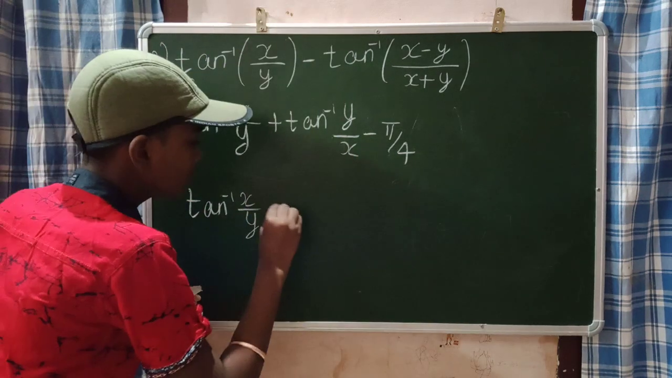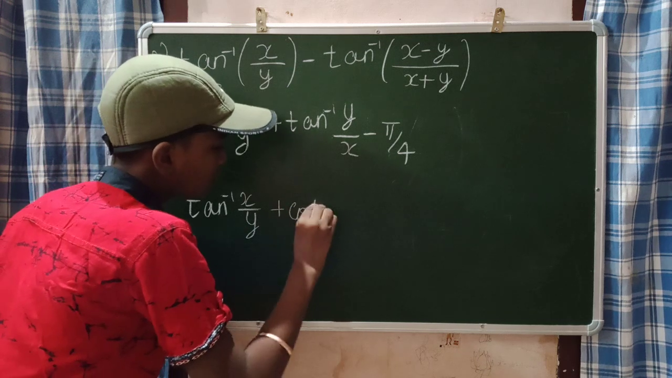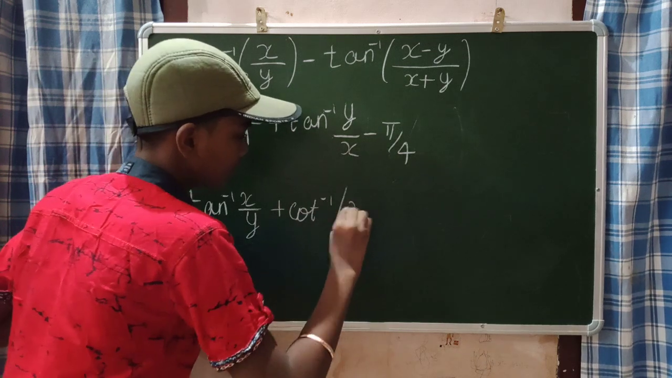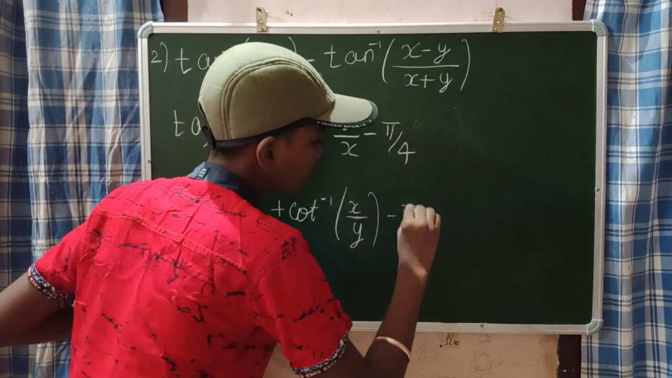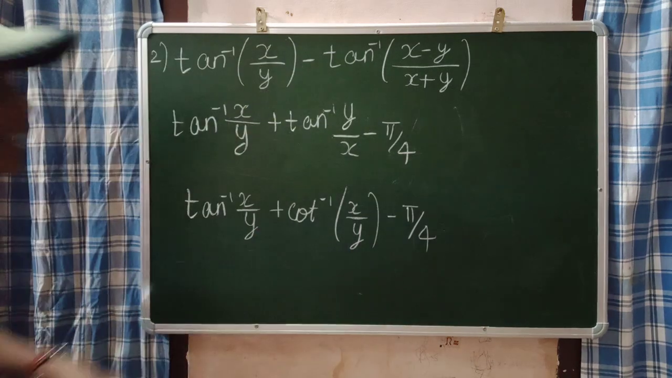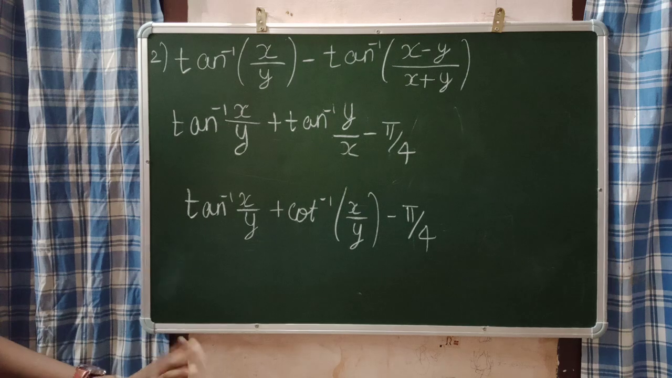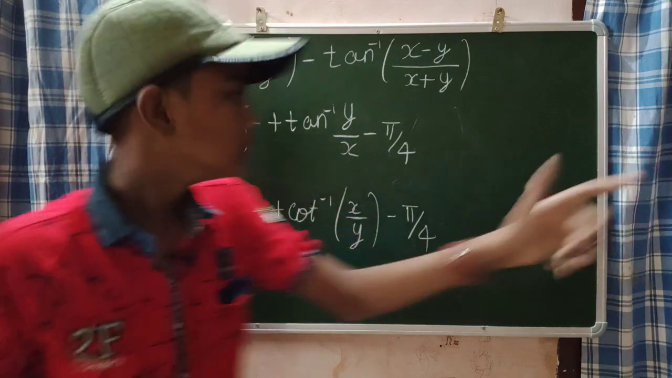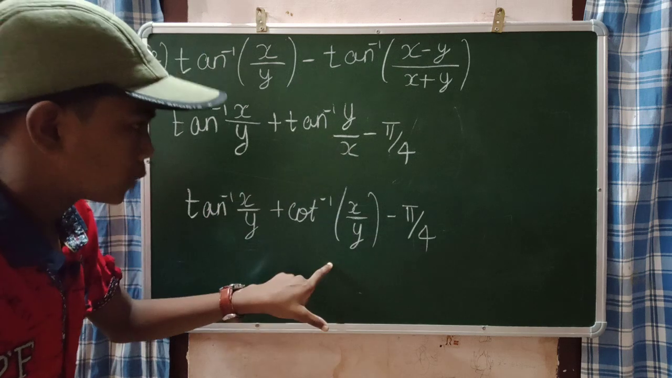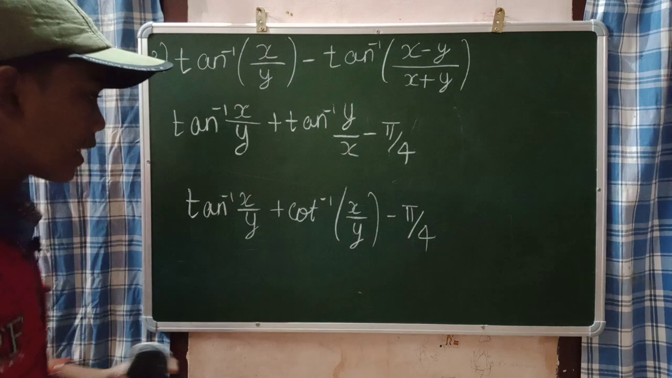When I convert, what you will get is plus cot inverse of x by y. Correct, guys? This is what you will get. Then minus of pi by 4. How do you get cot inverse of x by y? Because tan theta and cot theta have a reciprocal relation. So the reciprocal of y by x will be x by y. That's what I'm doing.